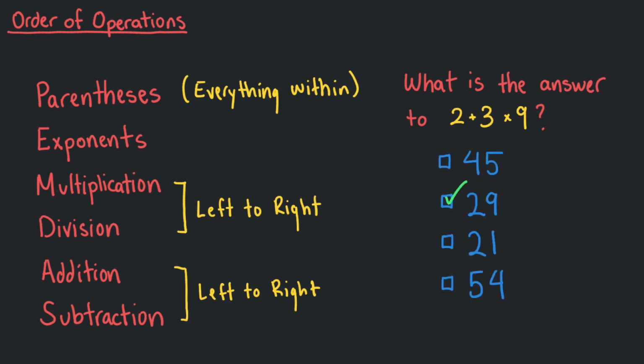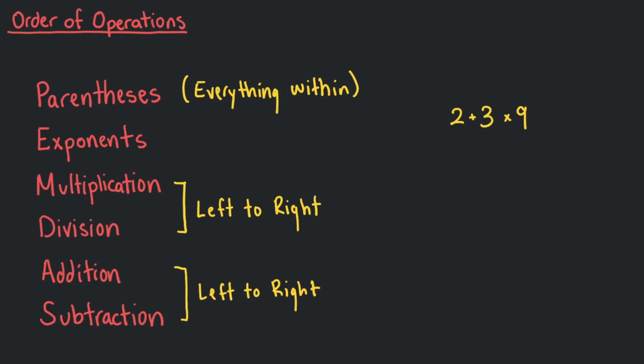That's right, Adam is correct. We want to solve all the multiplication first before adding anything. Therefore, we will multiply 3 by 9 and then add 2 to get a final answer of 29. If there were parentheses around the 2 plus 3, then we would get an answer of 45 since we want to solve everything within the parentheses first despite the last step being addition.